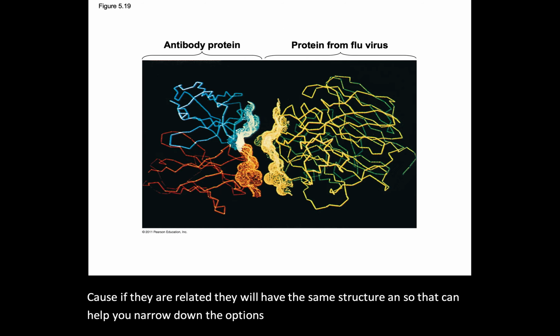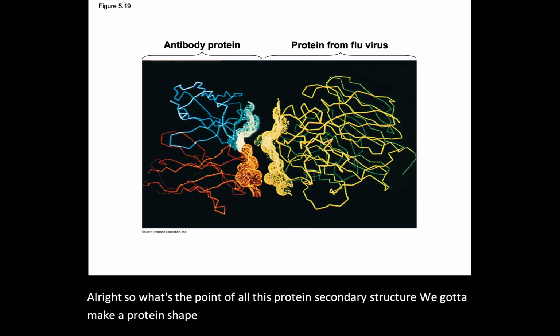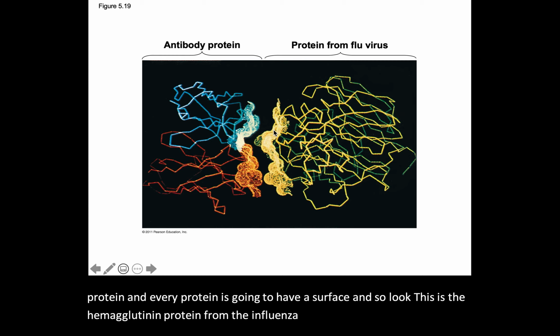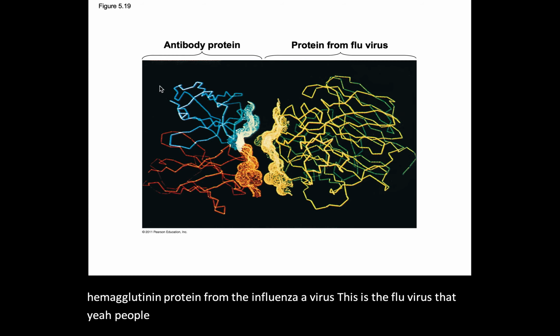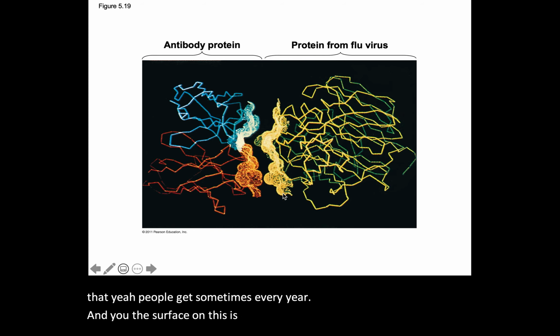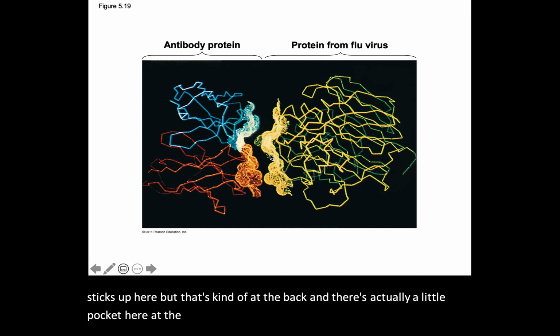All right, so what's the point of all this protein secondary structure? Well, we got to make a protein shape. We got to make a tertiary structure for our protein. And every protein is going to have a surface. Look, this is the hemagglutinin protein from the influenza A virus. This is the flu virus that people get sometimes every year. You see the surface on this is a really good match for the surface on this. It sticks up here, but that's kind of at the back, and there's actually a little pocket here at the back. So this fits on shape-wise really well.